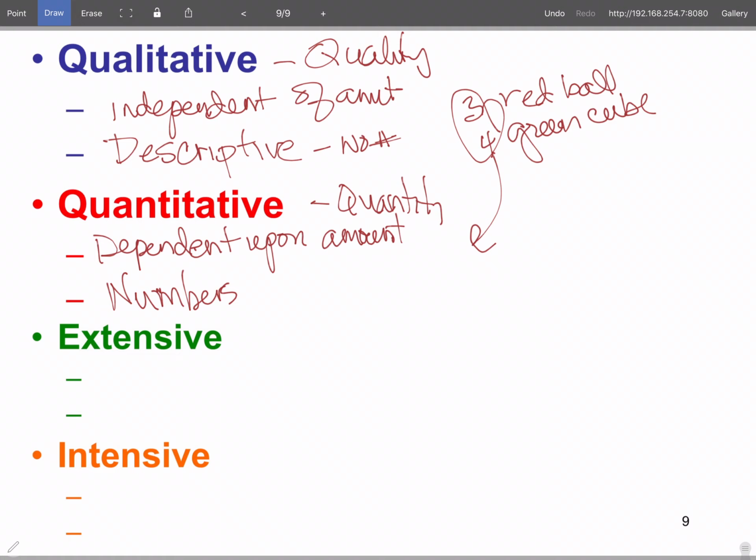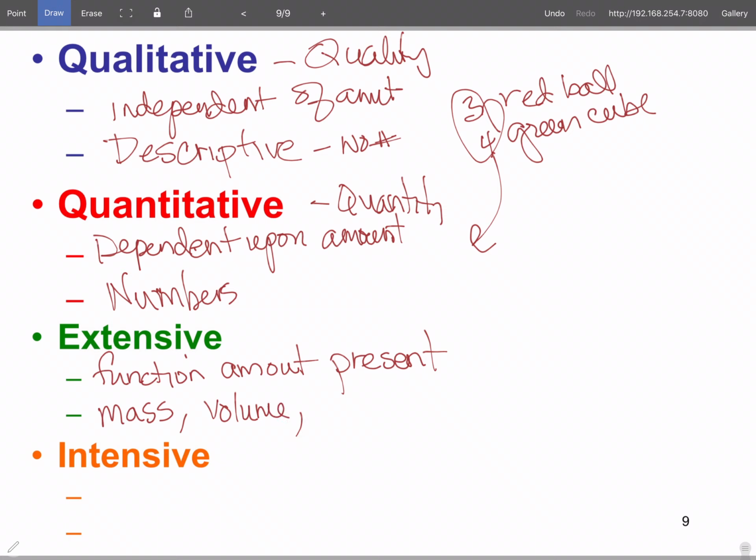Okay, extensive is similar to quantitative in terms of it is a function of the amount present. You know, to what extent did you do your work? There's an amount. You did most of it, a little of it, a lot of it, whatever. Okay, this is usually a mass, volume, length, some sort of quantity.